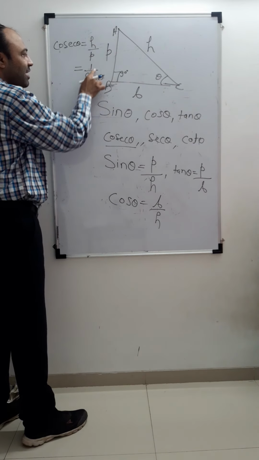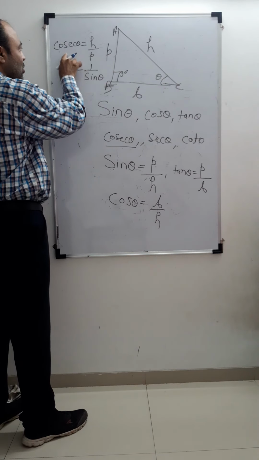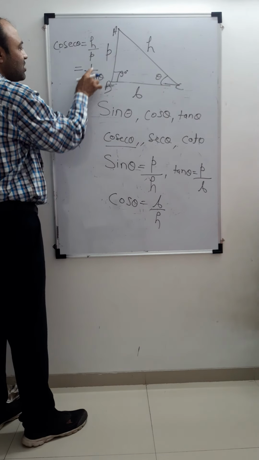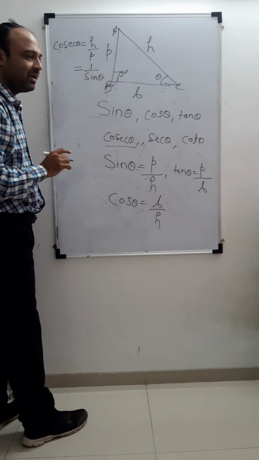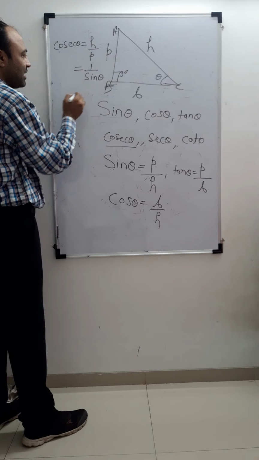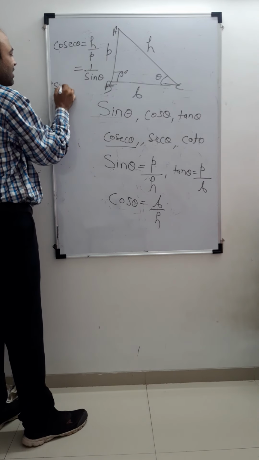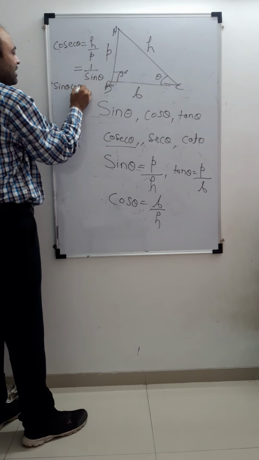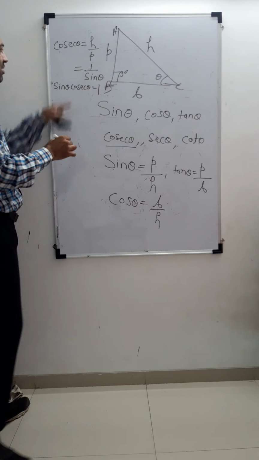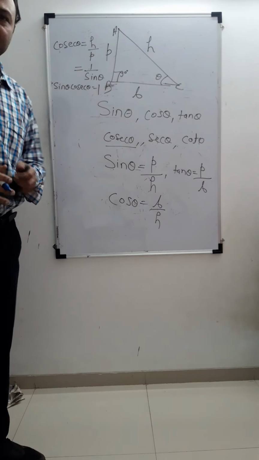So H by P we can write 1 by sine theta. So cosec theta is H by P, which is 1 upon sine theta. Right? So cosec theta is 1 by sine theta. If you multiply this, sine theta into cosec theta becomes 1. See, cross multiplication. So sine theta into cosec theta becomes 1.